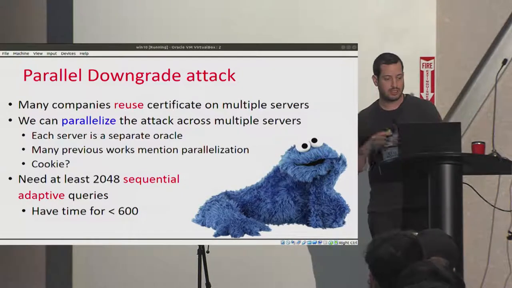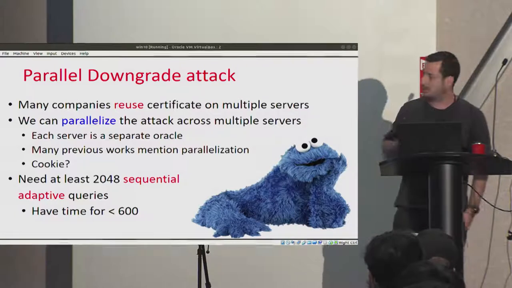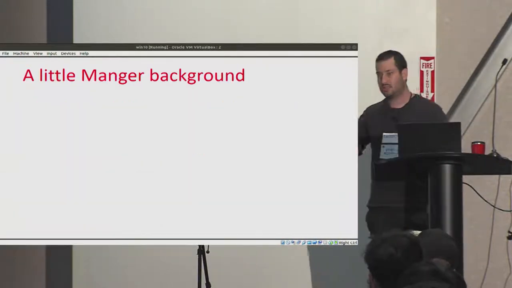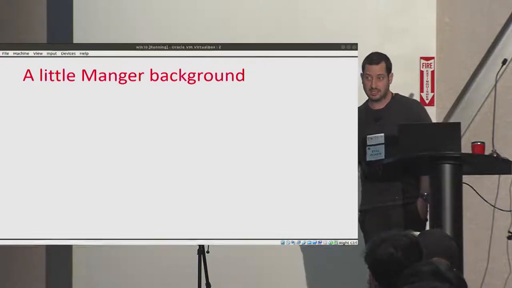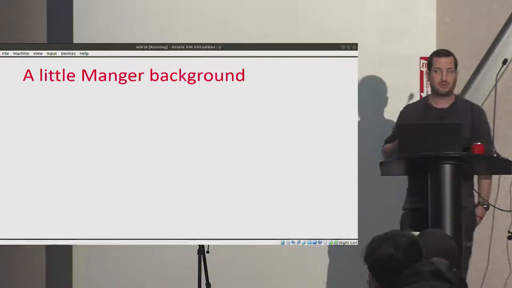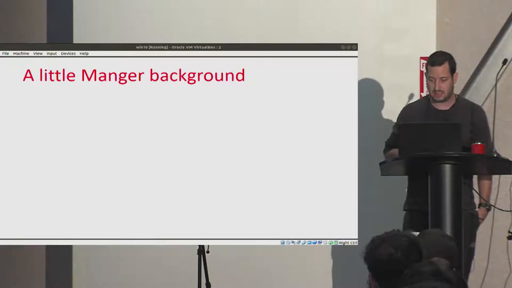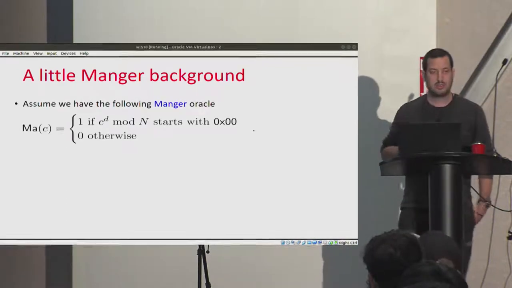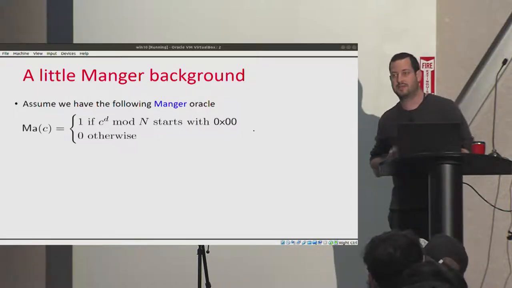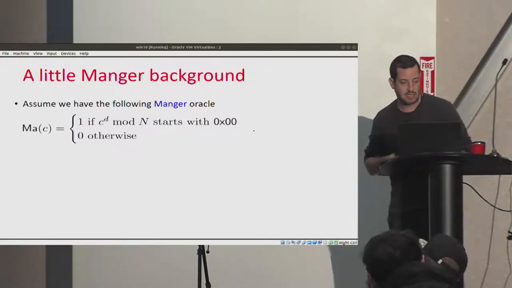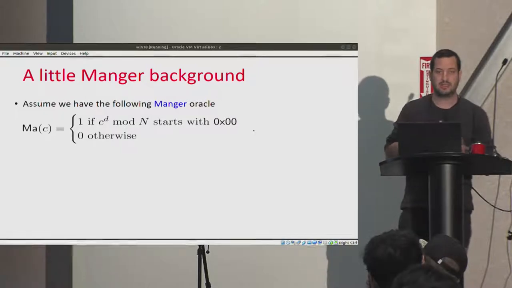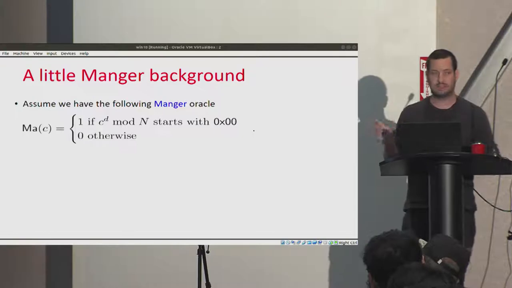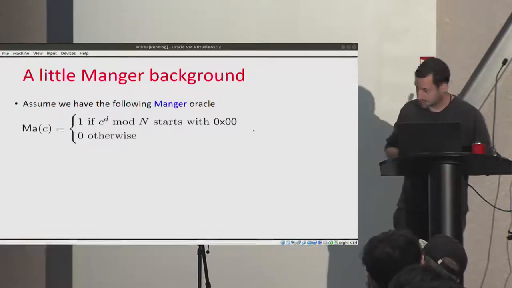And before we start, we'll give a little bit of background about the Manger attack. The Manger attack is, again, a padding oracle attack against RSA. It uses a more powerful oracle than the one that's used in Bleichenbacher. And the Manger oracle looks something like this. The oracle receives a ciphertext encrypted with RSA, and it simply returns one if the topmost byte of the plaintext is zero or not. This is it.